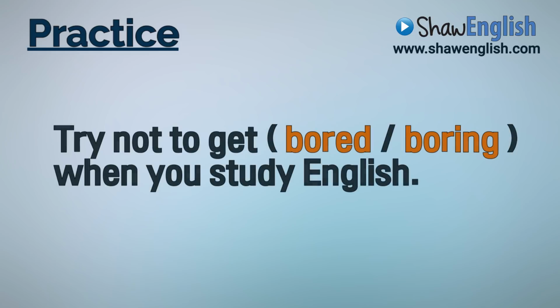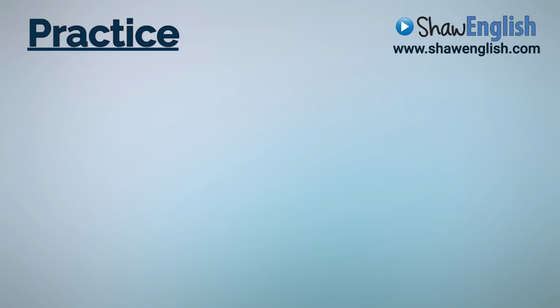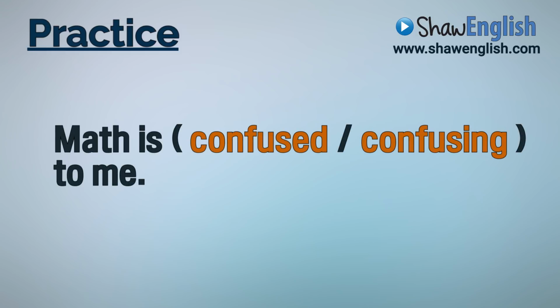Second example, try not to get bored or boring when you study English. Now, what do you think? Are you talking about feelings or are you describing things? Of course, again, we're talking about feelings in this sentence. Try not to get bored when you study English. Then math is confused or confusing to me. Do you know the answer? You are describing math to you. It is confusing to you, so math is confusing to me.